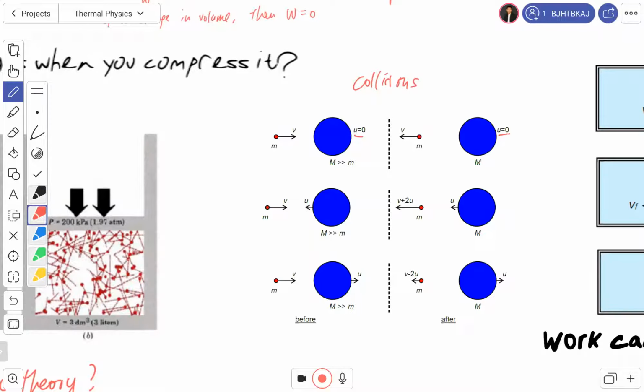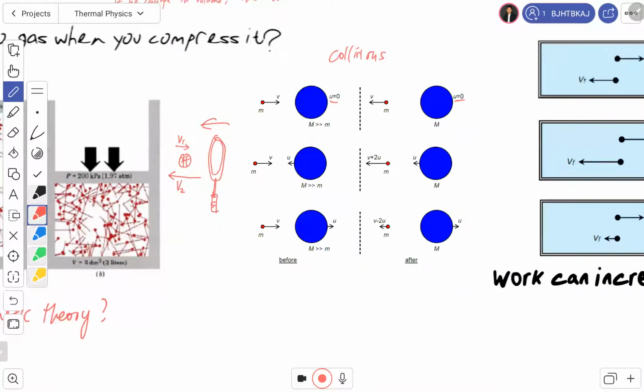This is also the same as, say, if you have a tennis ball and a racket. If you swing the racket actively towards the tennis ball, then the ball will come in with a speed V1 and go back with a speed V2. So what I'm trying to get at through all these examples is to tell you what will happen.